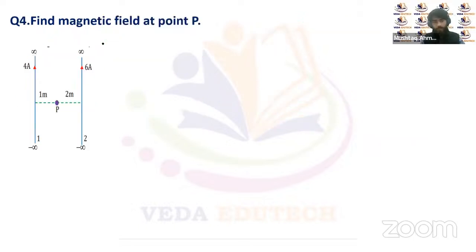Now let's discuss question number 4. The question is that we have two parallel current carrying wires. Both the current carrying wires are of infinite length each, right? The current in the first wire is 4 amperes and the current in the second wire is 6 amperes. There is a point P in between the two wires. Point P is at a distance of 1 meter from the first wire and at a distance of 2 meters from the second wire, right?